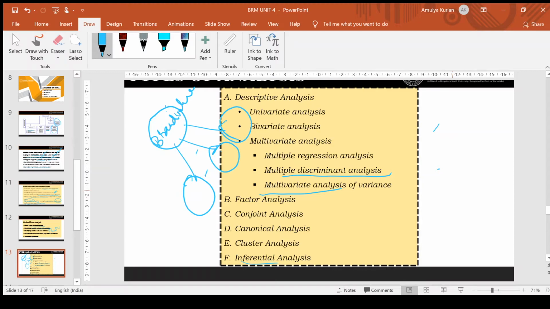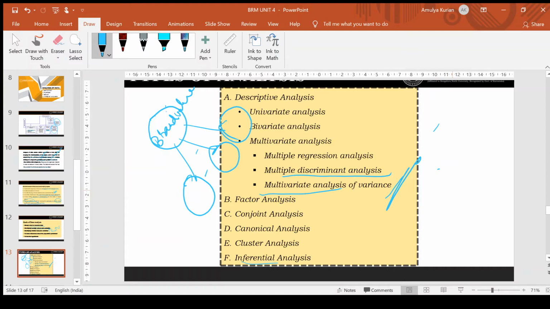Multivariate analysis of variance is an extension of two-way ANOVA, wherein the ratio of among the group variance to within the group variance is worked out on a set of variables. We will come to this in the next modules. Now, next one. So, this is about descriptive analysis. In descriptive analysis, there are three types: univariate, bivariate, multivariate. Under multivariate, there are three: multiple regression analysis, multiple discriminant analysis, and multivariate analysis of variance.